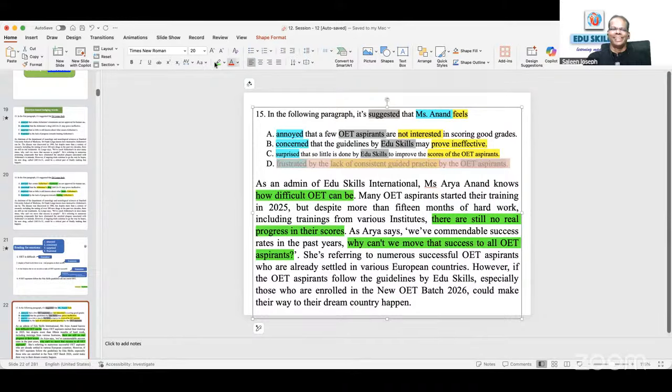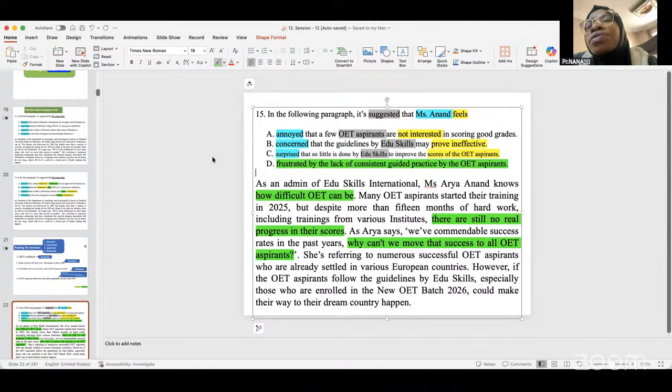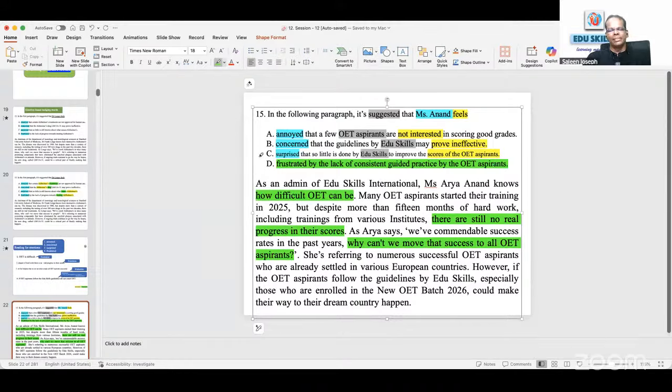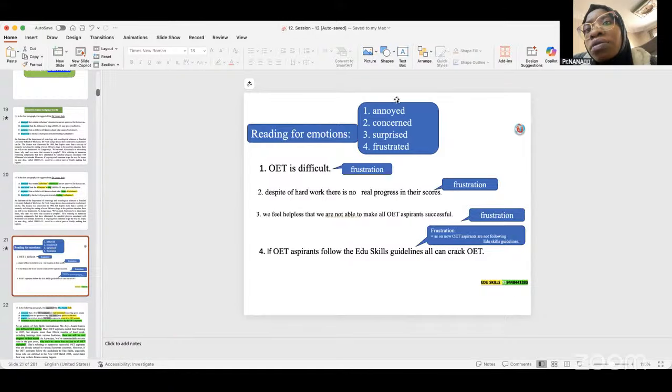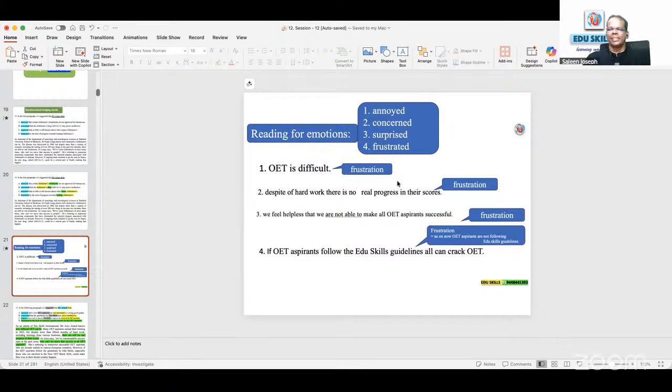Okay. So just understand that. And even otherwise, from the very first sentence, how difficult it could be, from there you can understand what the feeling is. How difficult, how horrible. So, as I said, reading for emotions, then frustration.